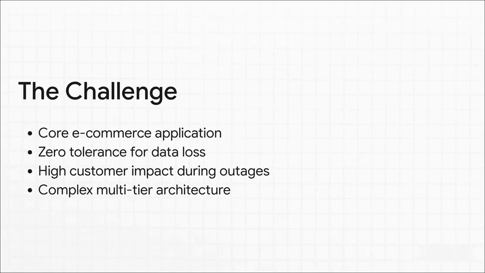And here's where the challenge really came into focus. First off, this was the company's main e-commerce app, the revenue engine. The business flat out said they had zero tolerance for data loss. That one requirement alone puts you in a very specific box, technically. Of course, any outage would immediately impact thousands of customers. And to top it all off, this wasn't some simple website. It was a complex, multi-tiered beast with all these different web, application, and database layers that all had to work together perfectly. So yeah, this was going to be tricky.